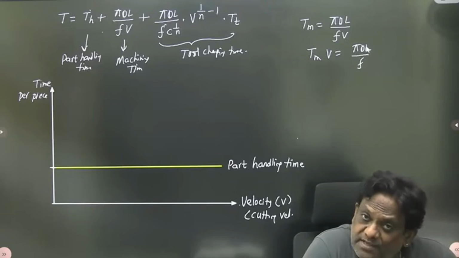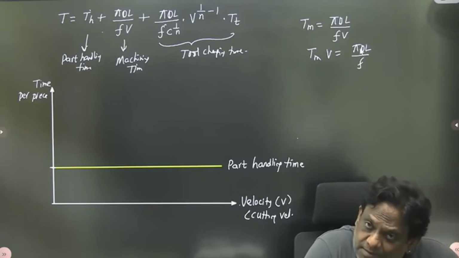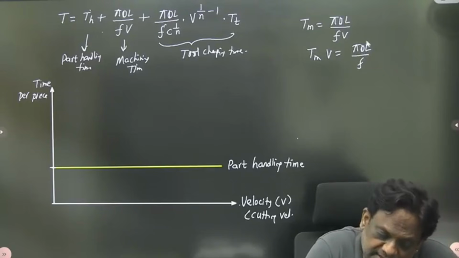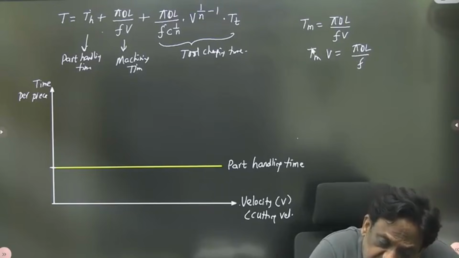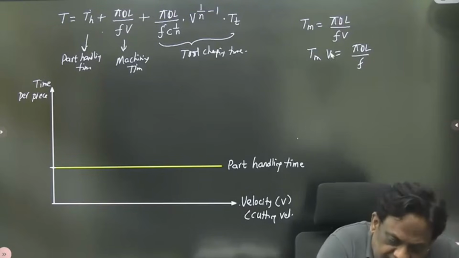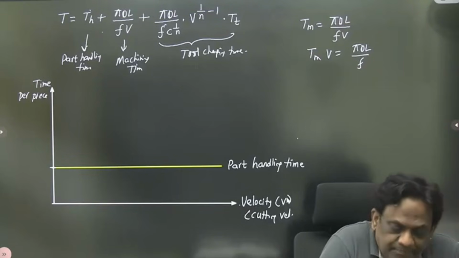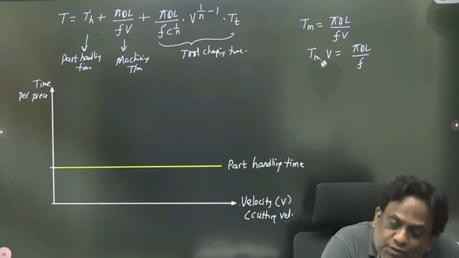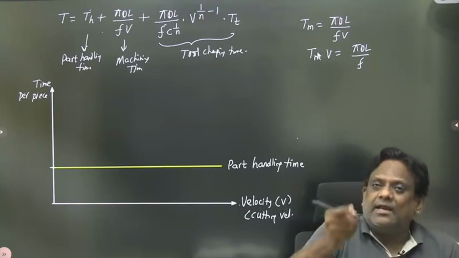The length of the workpiece is fixed. The diameter of the workpiece is fixed. Already I took feed as constant. So this is constant. Time t is on the y-axis and velocity V is on the x-axis. It is something like xy is equal to constant. It is a rectangular hyperbola.